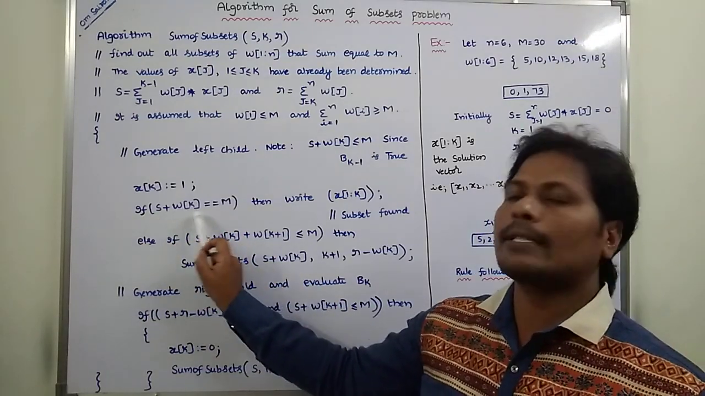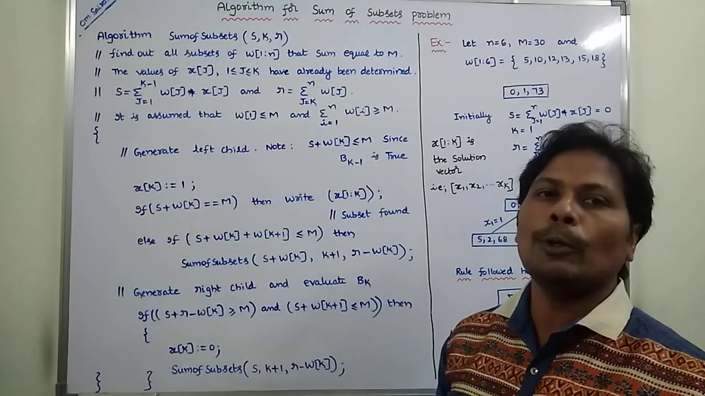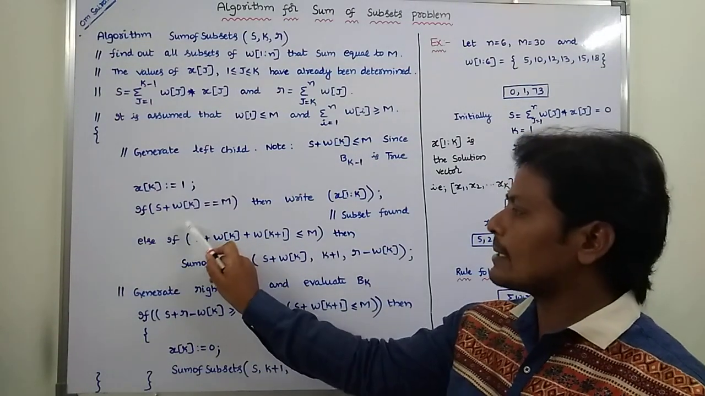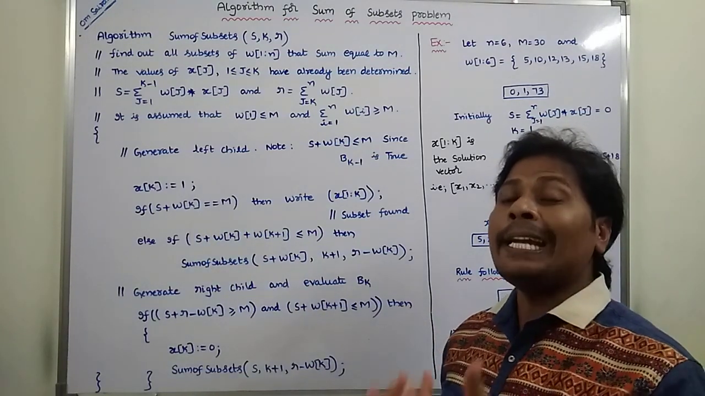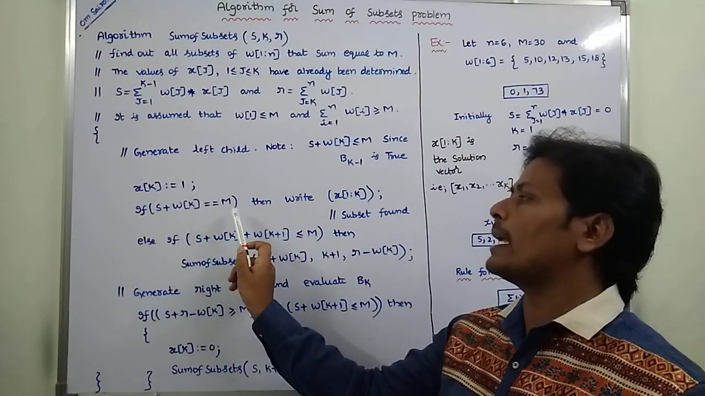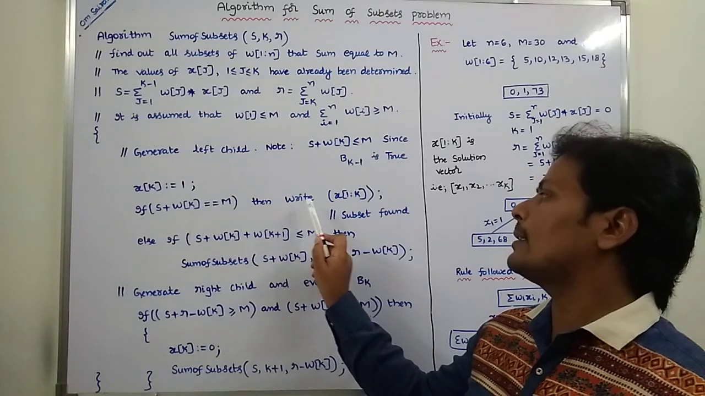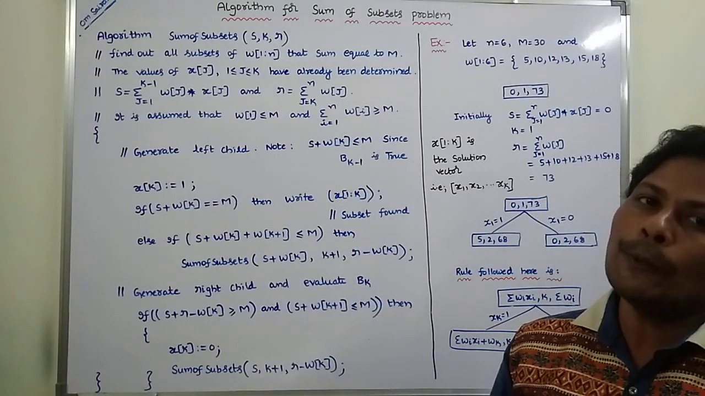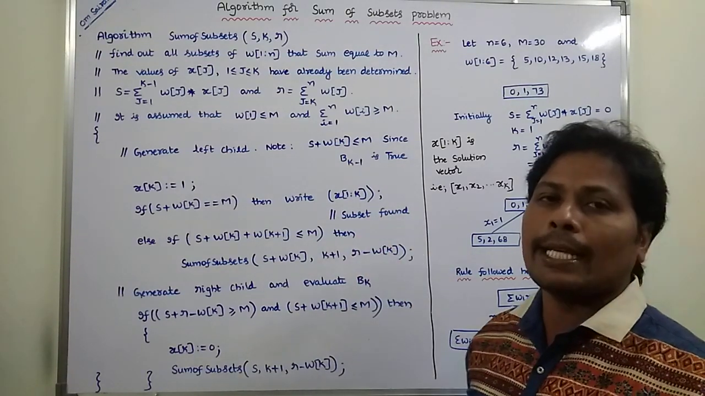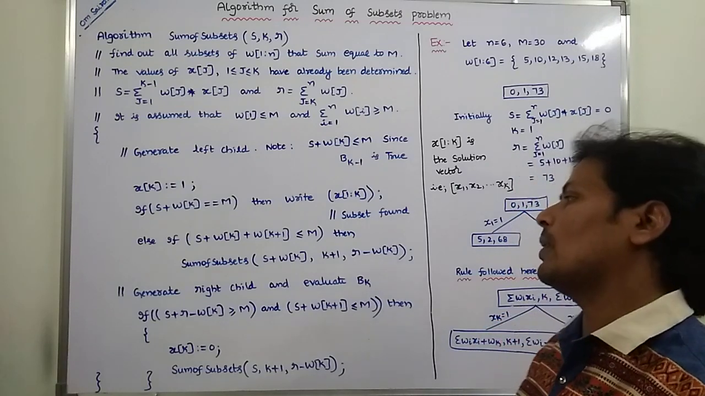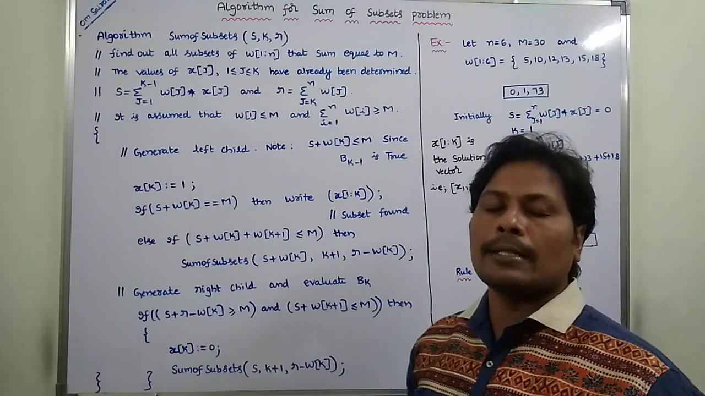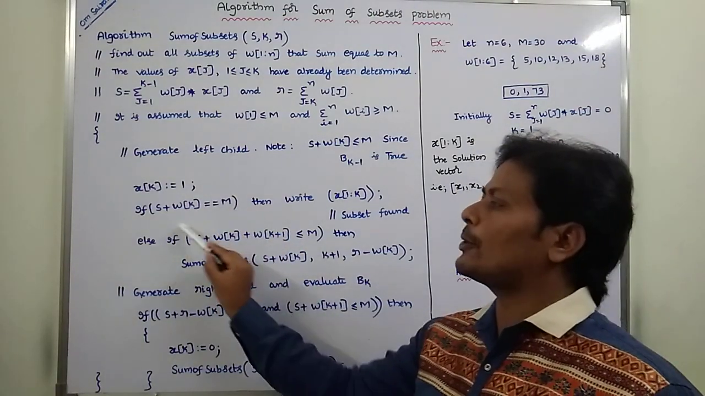That subset becomes the solution vector. So whenever S plus W of k is equal to M, initially sum of W i x i is equal to 0 plus W of k, which is nothing but the weight of the kth object. So the sum of those components is equal to capital M. Then write the solution vector x of 1 to k. Here this is one solution. So one solution is nothing but one subset.